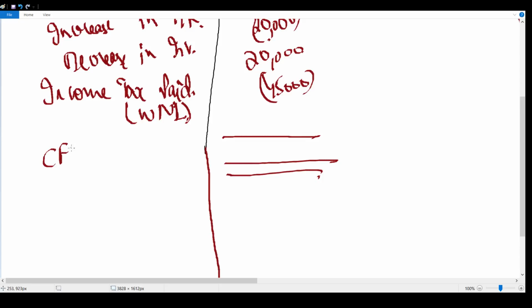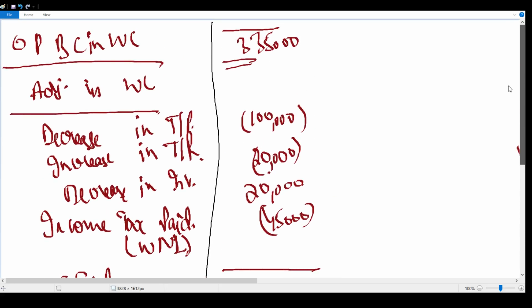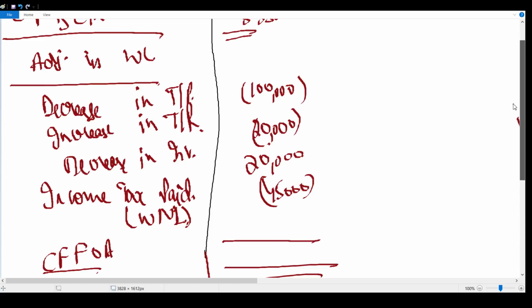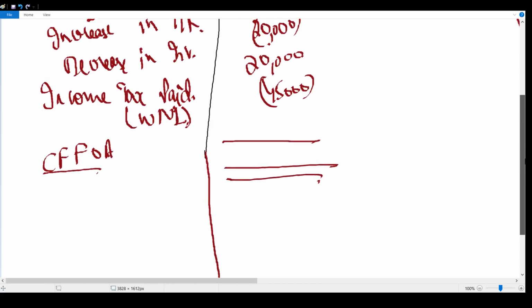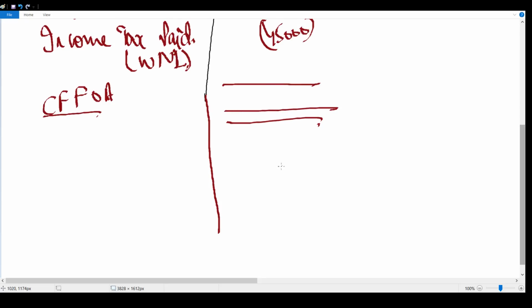Cash flow from operating activities. Calculate the amount. It comes out to be 3,35,000 minus 1 lakh minus 20,000 plus 20,000 plus 45,000. The amount comes out to be 1,90,000. Okay, I hope you got it.